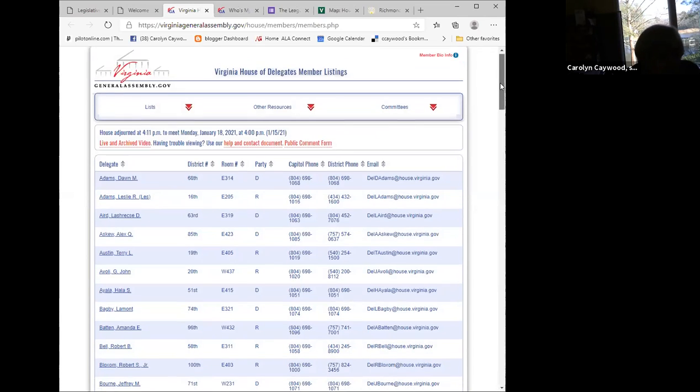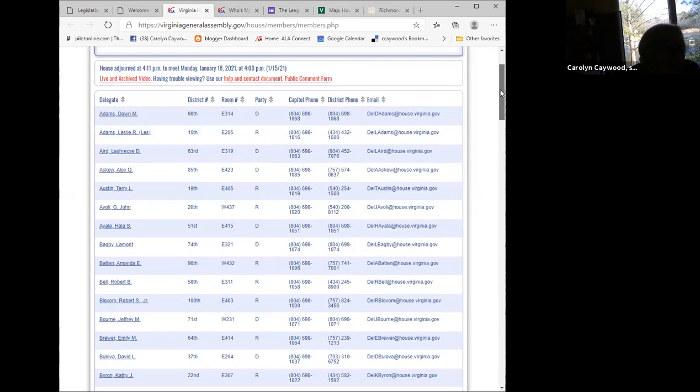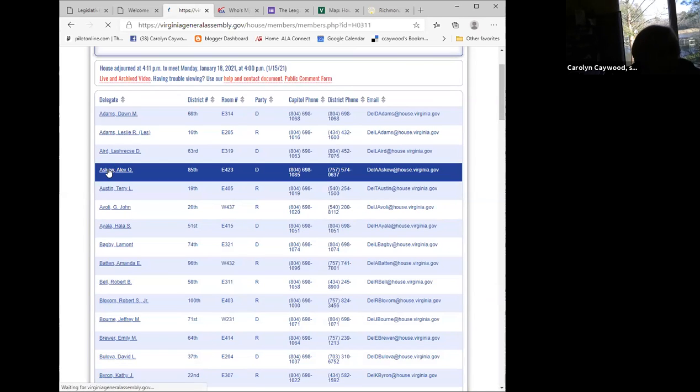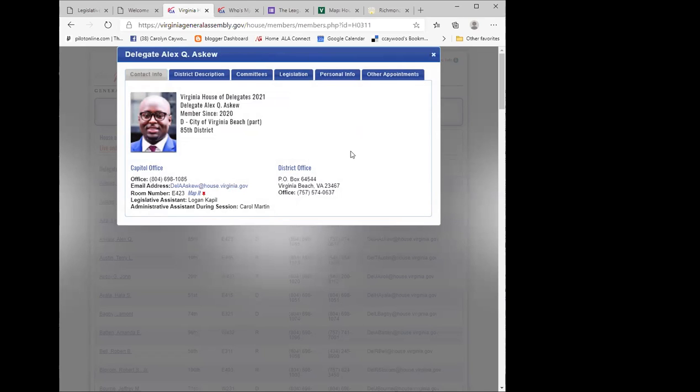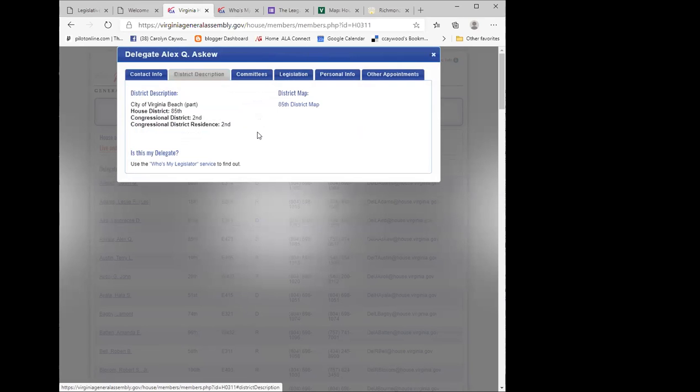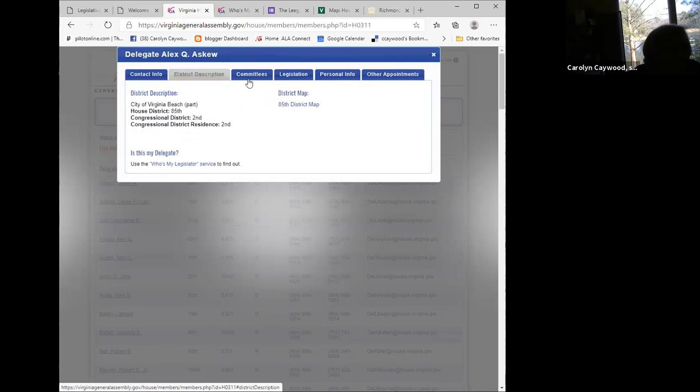This is what the House's listing looks like. Let's look at Askew since he's local. If you didn't know his legislative aide, there it is. So you can be really friendly and speak to Logan. It's Virginia Beach. Here are his committee assignments. I hope they're up to date.